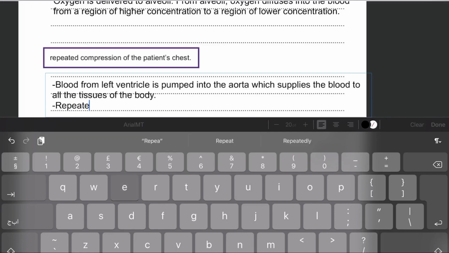Repeated compressions, in case the heart is just vibrating and not beating, can restart the heart. The heart can start beating.